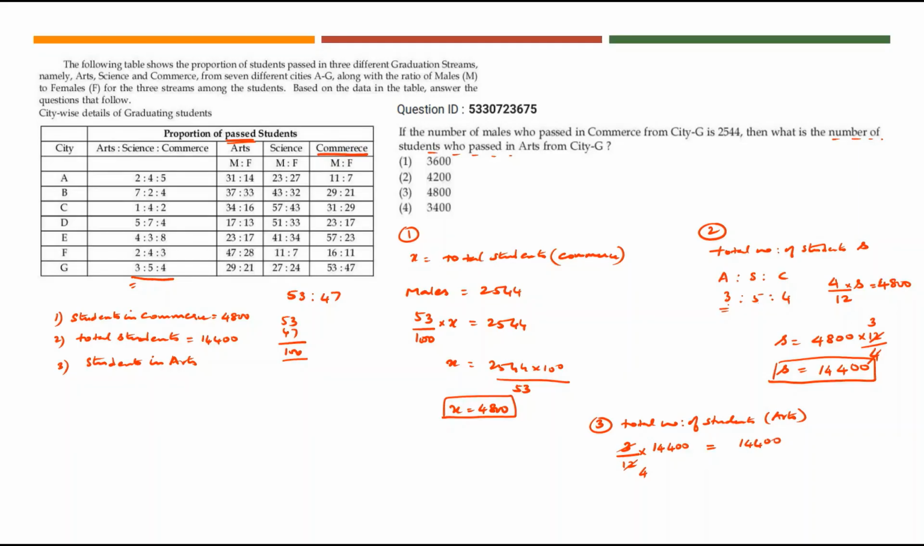When you divide 14,400 by 4, you will get a value of 3s are 12, 24, so 3600. The number of students who passed in Arts from city G will be 3600 on the whole. Option number 1, 3600, will be the right answer. Let's take this to be A is equal to 3600. Why have I introduced X, S and A as variables? It is to differentiate that there are three different calculations.